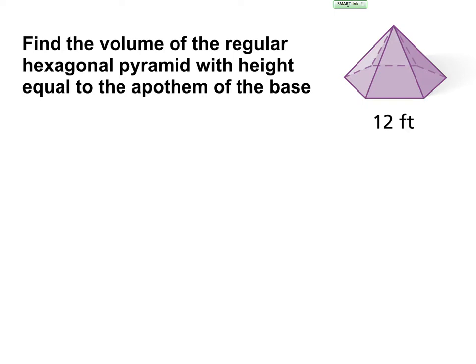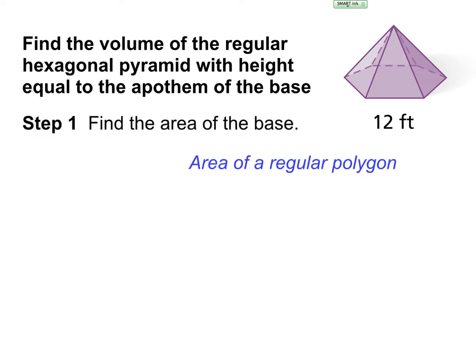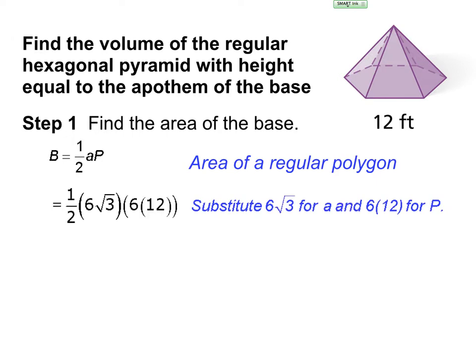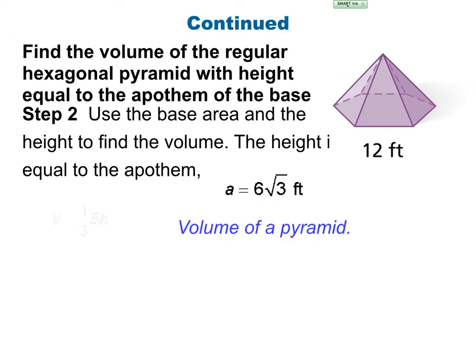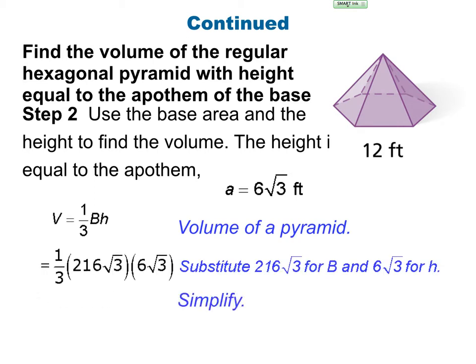Alright, and let's just talk about this one. You're going to have to find the area of the base, so you'd have to find the apothem. You have to do 1/2 apothem times perimeter, 6 square root of 3. The height of this one says it's equal to the apothem. So that again was 6 square roots of 3. So I'll quickly go through that one so that we can get the last two formulas.